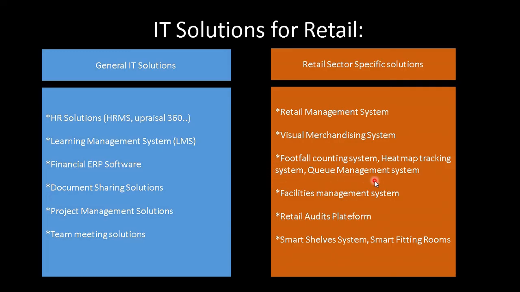Those elements are installed in the store and will help you look at the performance of your store from a visitor's perspective. Facility management systems will allow you to optimize your facilities from a consumption perspective. Retail audit platforms will allow you, as a retail management team, to see your performance and your key indicators in terms of your audits. Smart shelf systems and smart fitting room systems are new areas that have been integrated into retail in the last years.